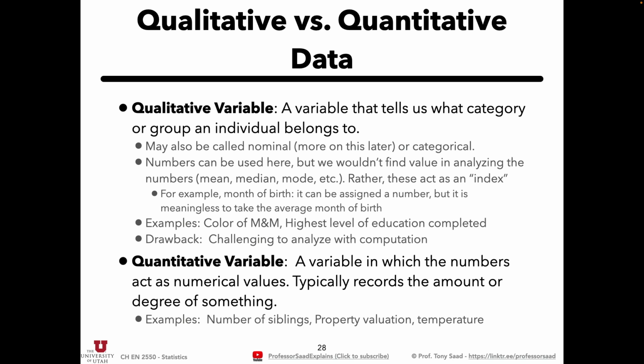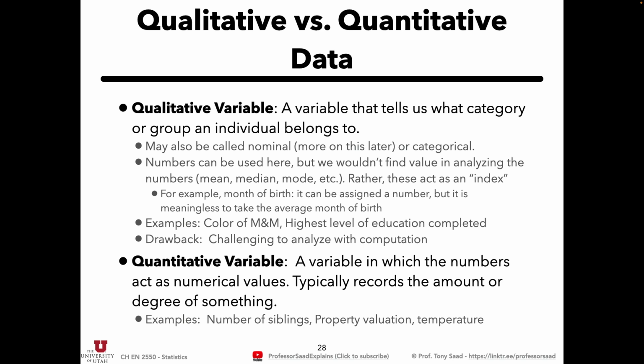On the flip side, a quantitative variable is a variable in which the numbers act as actual numerical values. So although you can use numbers to describe qualitative variables like the month of the year, that number doesn't act as a numerical value. It just acts as an index, okay? A quantitative variable is a number that acts as a numerical value.